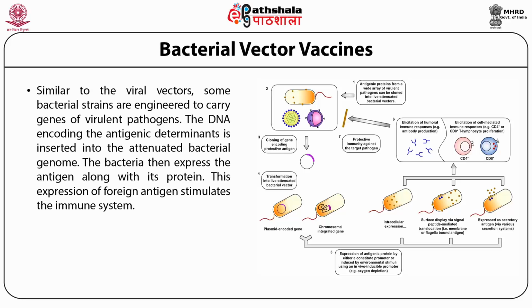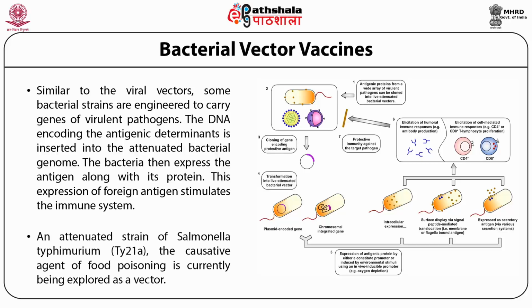Similar to the viral vectors, some bacterial strains are engineered to carry genes of virulent pathogens. The DNA encoding the antigenic determinants is inserted into the attenuated bacterial genome. The bacteria then express the antigen along with its proteins. This expression of foreign antigen stimulates the immune response. Here, a classic example is given for the Salmonella typhimurium T21A, where the antigenic proteins from a wide array of virulent pathogens are cloned into the live attenuated bacterial vectors.